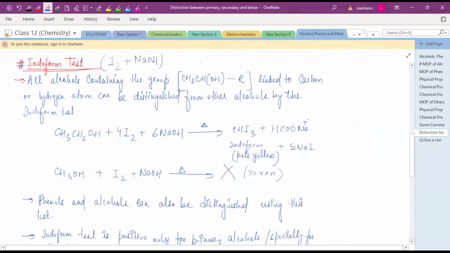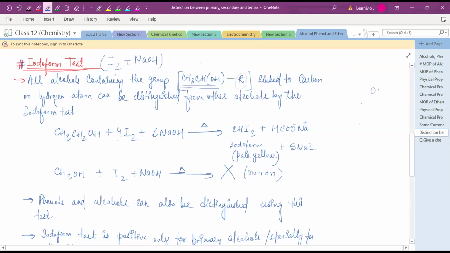The second test is your iodoform test. Now in the iodoform test, we just take the reagent: I2 plus NaOH. A strong alkali, sodium hydroxide, with I2, iodine. So the iodoform test is that test which is given by all alcohols which contain the CH3CHOH group, right? The alkyl group should be attached to OH, and OH should be attached to one CH group and one CH3 group, right?